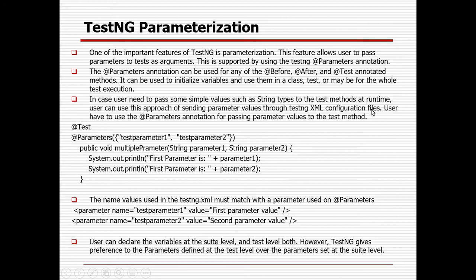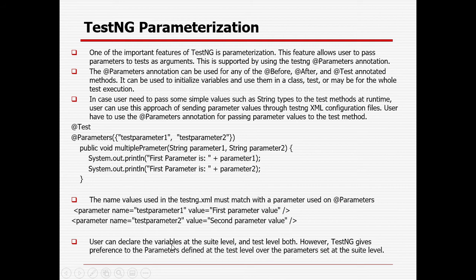So the parameters will be declared in your test cases, but the value you will be declaring through your TestNG XML file. You can't declare it with any other thing. The user has to use the @Parameters annotation for passing the parameter value to the test method. So you write your test case, use the @Test annotation, and after it you use @Parameters with multiple parameter names, and the values will be entered with the help of the TestNG XML file. In the XML file we add parameter name equal to this and value equal to this, and likewise for multiple parameters.